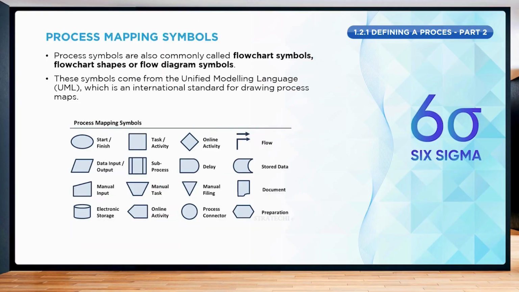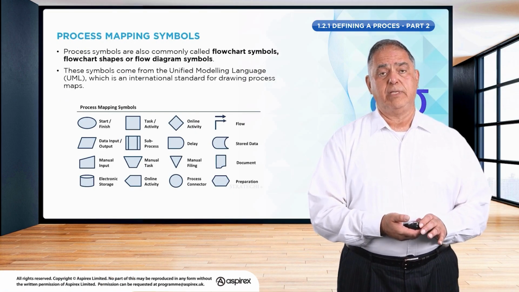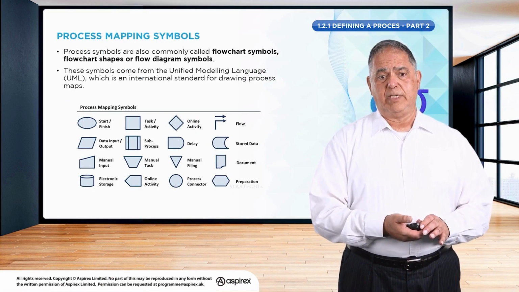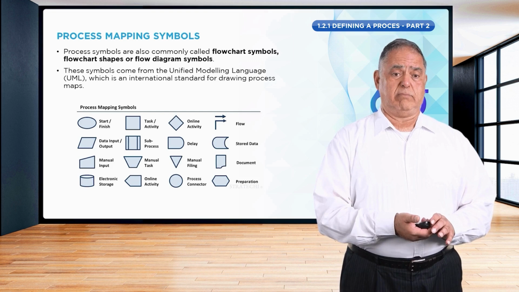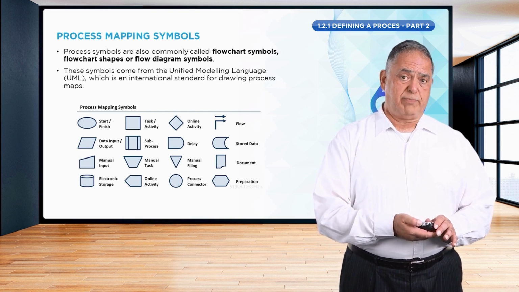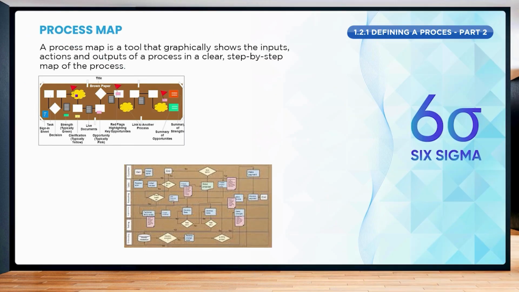Regarding process mapping symbols, these are common and known as flowchart symbols, flowchart shapes, or flow diagram symbols. These come from UML, Unified Modeling Language, and this is an international standard for drawing process maps that we use during process mapping.